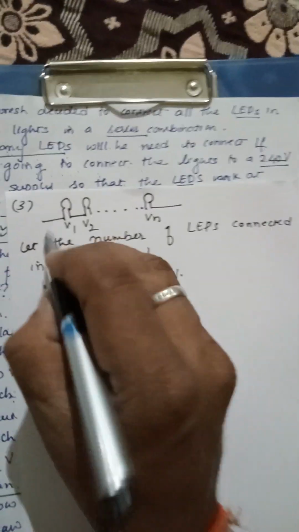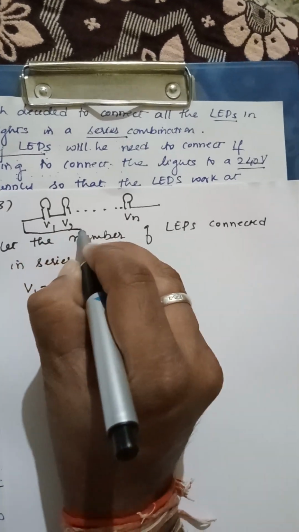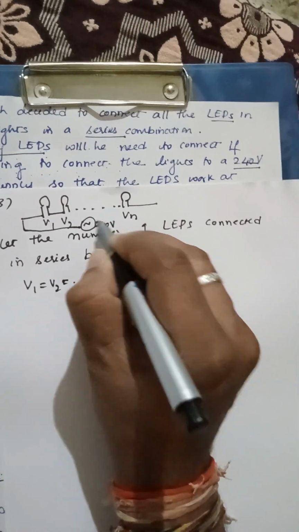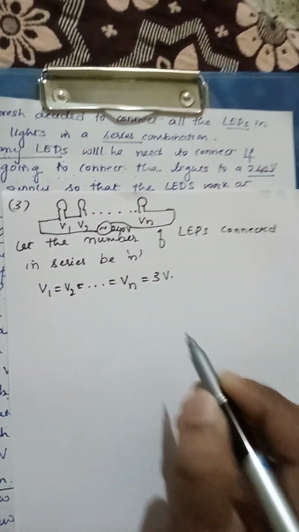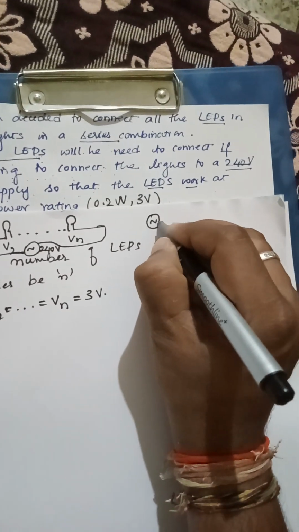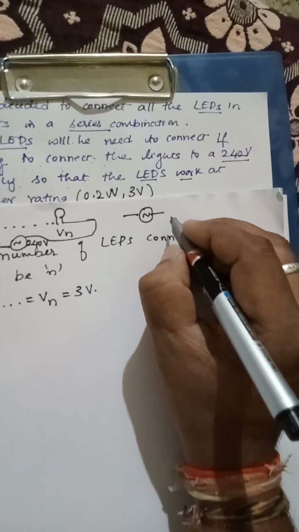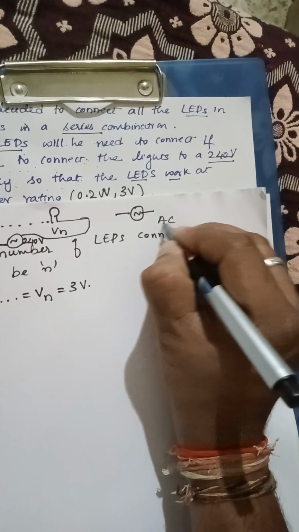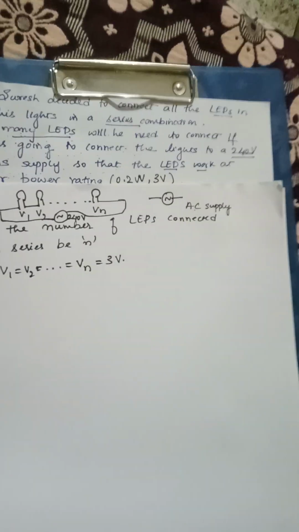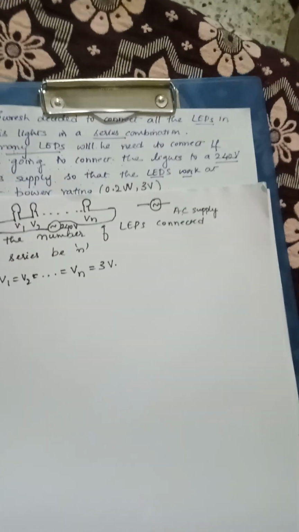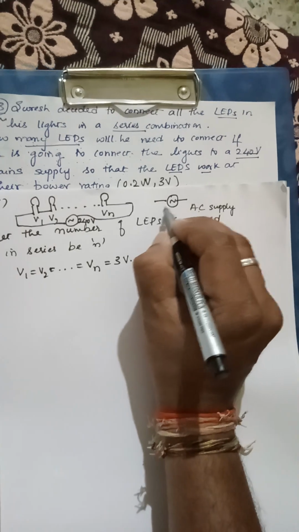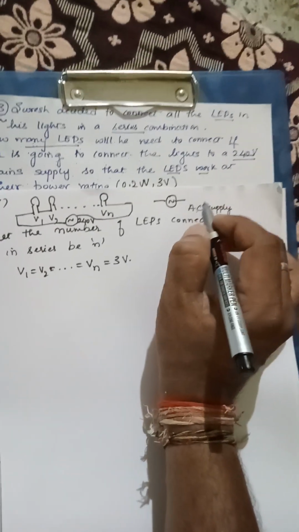Now, what supply should they be connected to? A 240 volts supply, like this. This circuit symbol is generally used for an AC supply, so alternating current supply. More about this you will learn in the next chapter, called magnetic effects of electric current. As of now, you can just note that this is the circuit symbol of an AC supply.